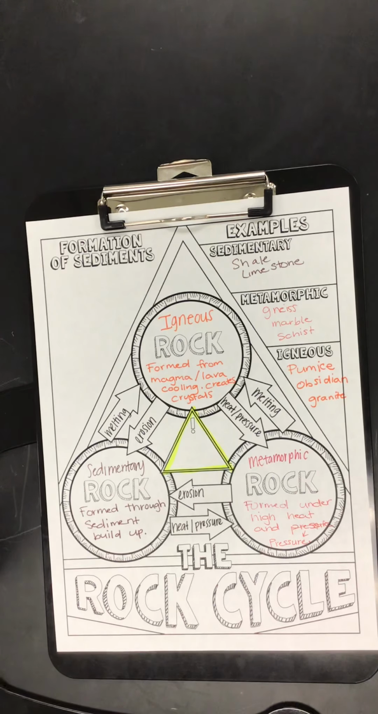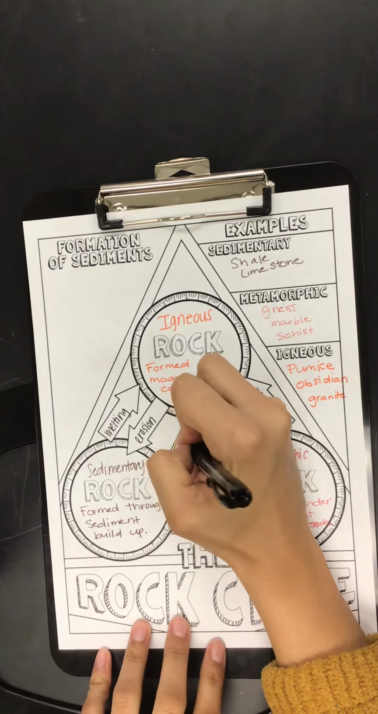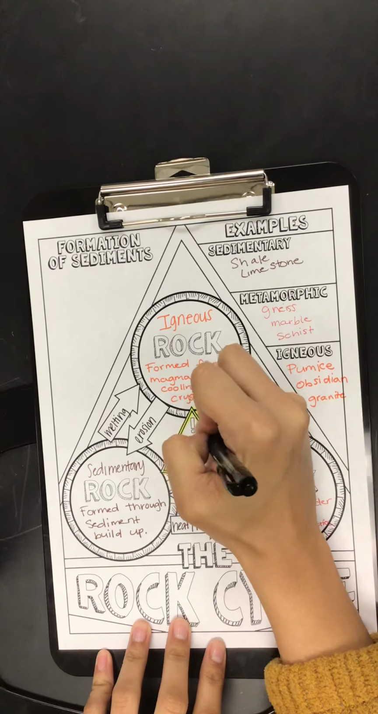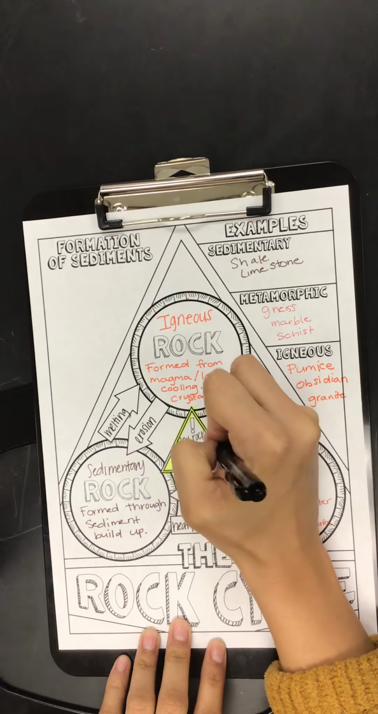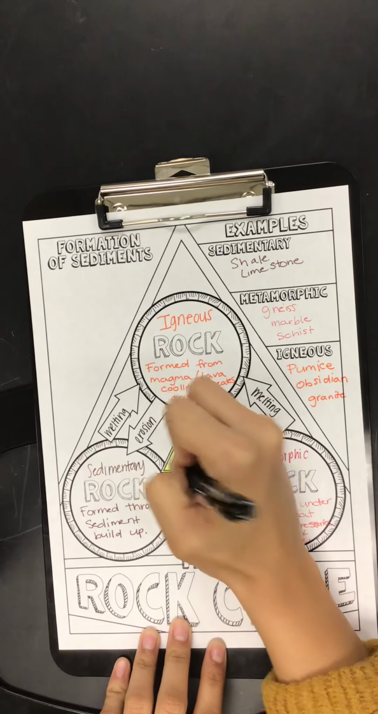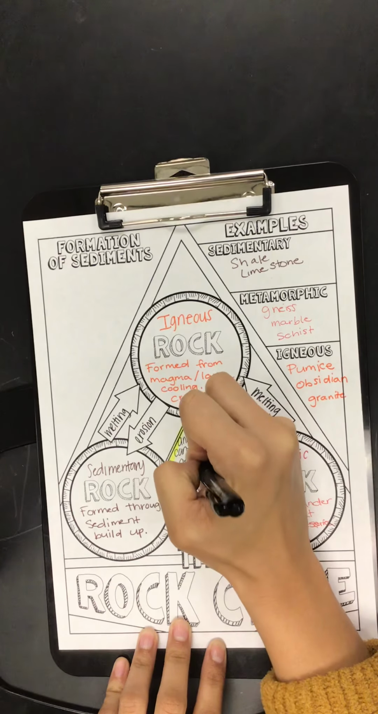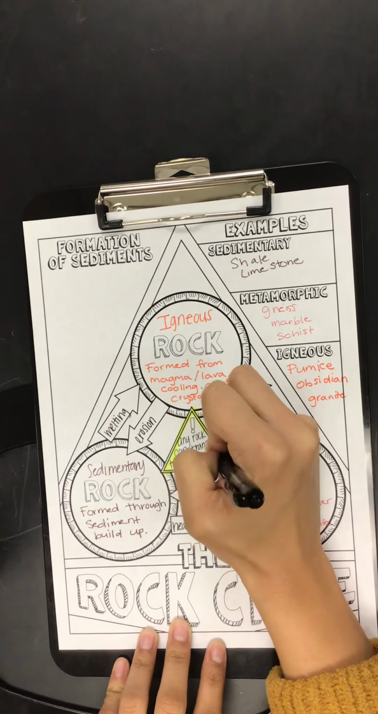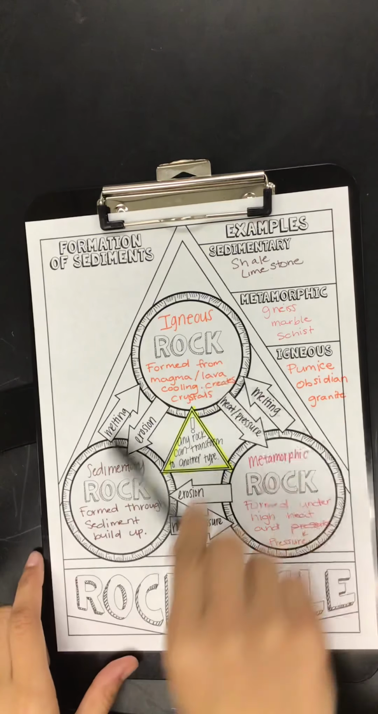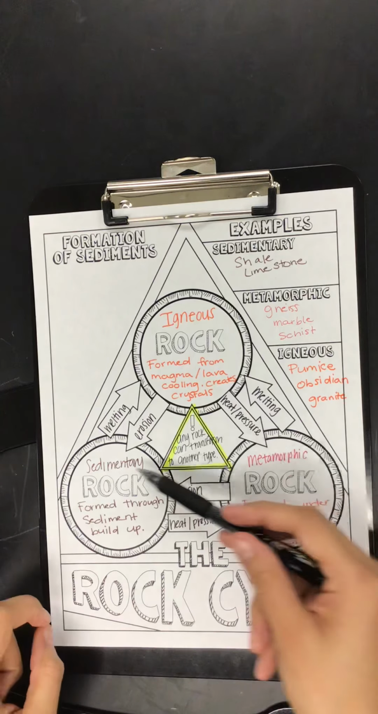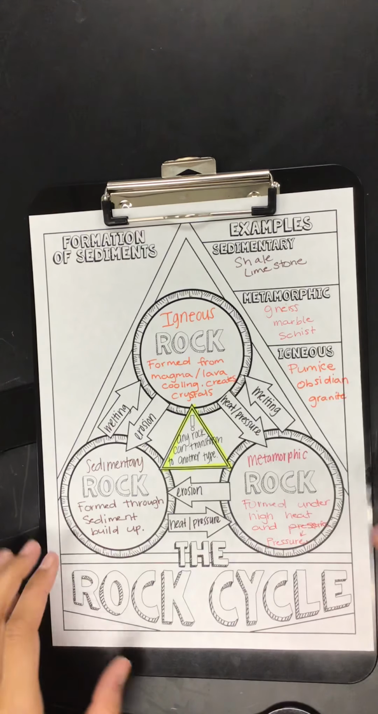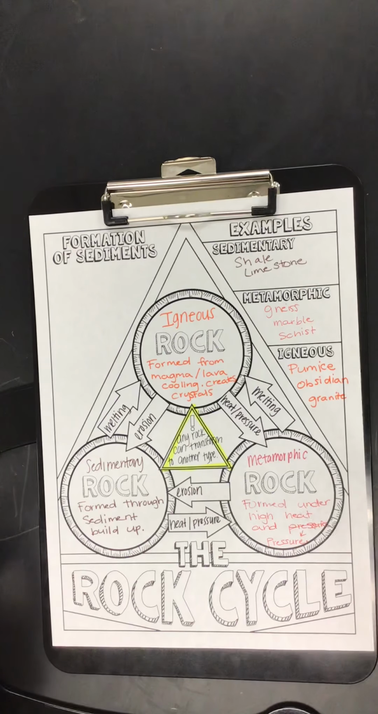So what we need to know is that any type of rock can transform to another type. So any of these rocks can transform into another one. We can go here to here, igneous to metamorphic, metamorphic to sedimentary, metamorphic to igneous. So any rock can transform into another one as long as we have the right conditions, okay? So that's key to know.